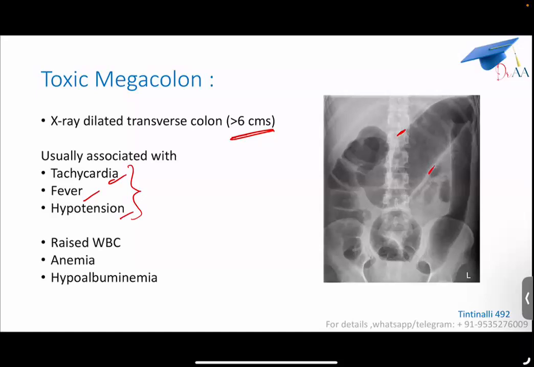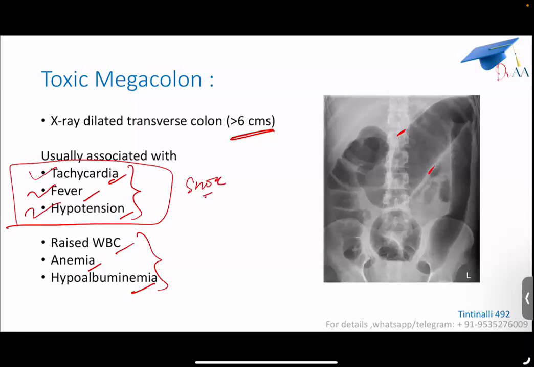Okay. Sometimes there might be a raised WBC count, low hemoglobin level, and low albumin levels can also be seen. But important things you need to remember: tachycardia, fever, and hypotension. That means this patient will be systemically unwell. This patient is in shock. Usually toxic megacolon patients will be in shock, you need to remember.